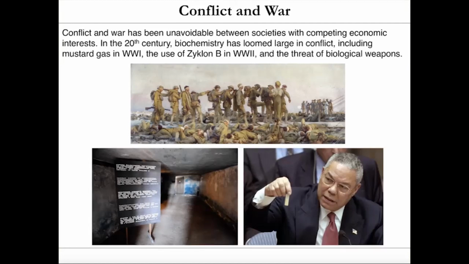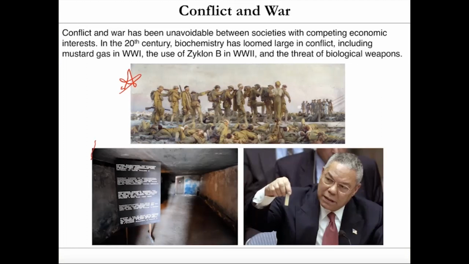In the 20th century, biochemistry and advances in biochemistry had a huge significance on conflict and war. Really good examples of this are in World War I. That was basically the first fully industrial war, and mustard gas is a chemical that basically irreversibly affects your lungs and different visceral organs. This is a sort of famous portrait of soldiers in World War I who have just suffered a mustard gas attack and were left blinded.